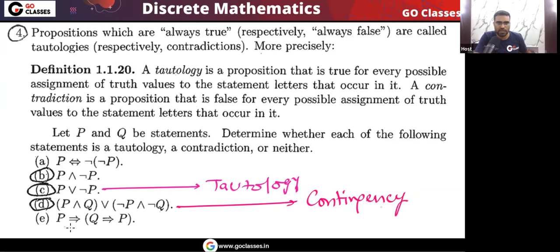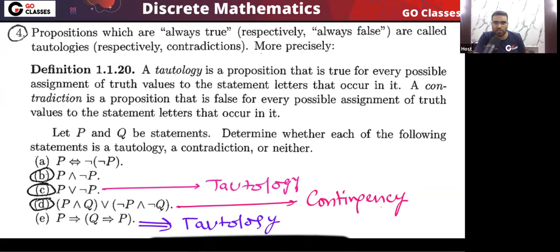What about option E? Let me know. What about option E? That will be tautology. Okay, option E, that will be tautology. You can check option E.